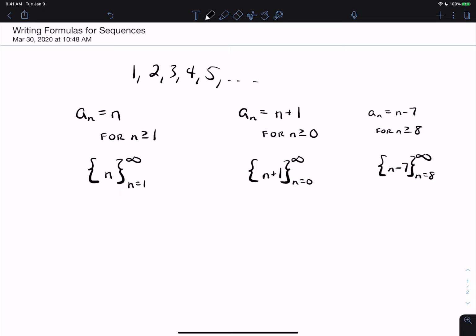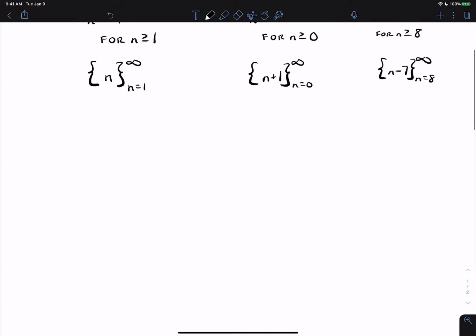So in the first representation, it's all integers greater than or equal to 1. The second one, all integers greater than or equal to 0. And the third one, all integers greater than or equal to 8. Okay, so let's look at some more difficult examples and try to come up with formulas representing those.